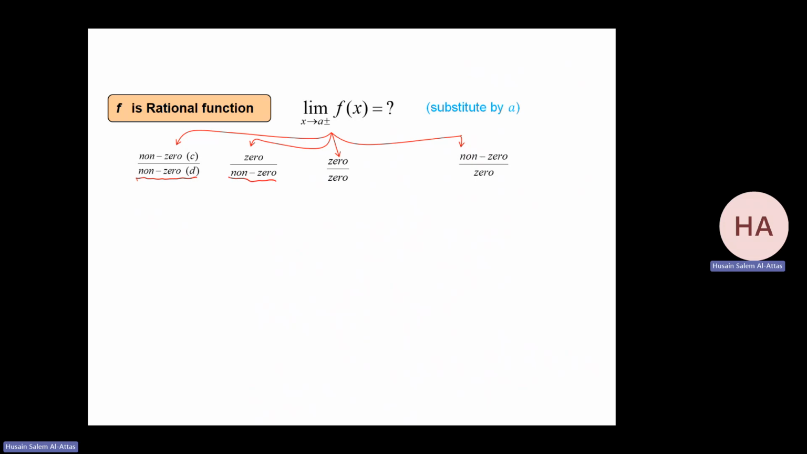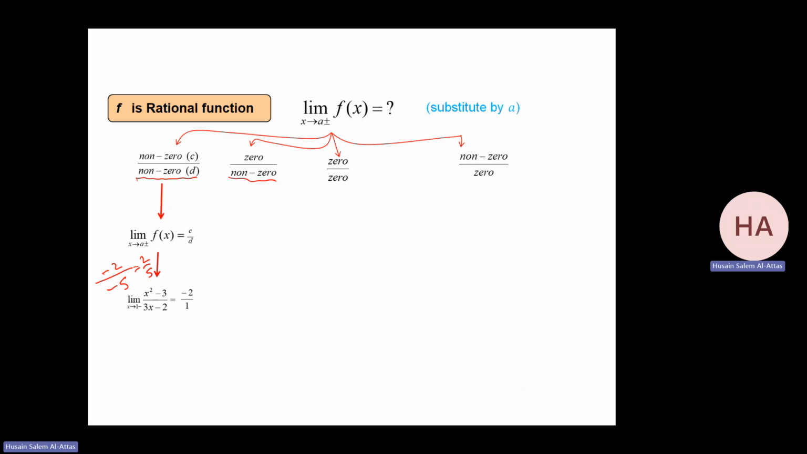Okay. Now, if I have non-zero over non-zero, in these two cases you just continue with the substitution. So what will be the answer? If we have non-zero over non-zero, and I assume the numerator is C and the denominator is D, then the limit as x goes to A from right or left will be C over D. Example: if you have x squared minus 3 over 3x minus 2, now check the limit from left or from right. If we substitute, you get what?